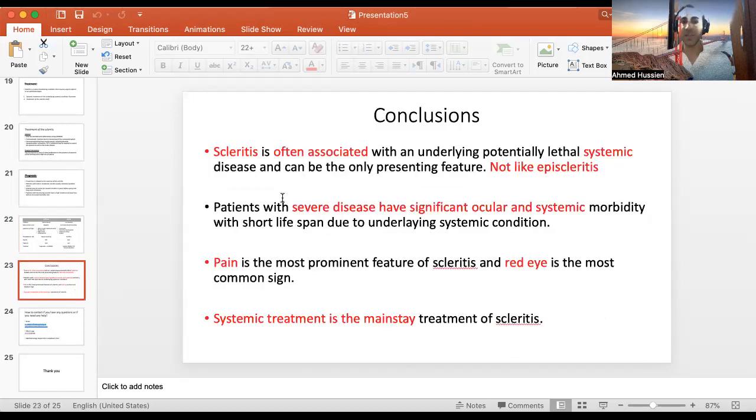So in conclusion, scleritis is often associated with underlying potentially lethal systemic disease. This is the most important message of this lecture. And this is not the case in episcleritis. Patients with severe scleritis have significant ocular and systemic morbidity and a short lifespan because of the underlying systemic condition. Scleritis is a really dangerous condition. Pain is the most prominent feature of scleritis, and red eye is the most common sign. Systemic treatment is the mainstay treatment of scleritis and not topical treatment.